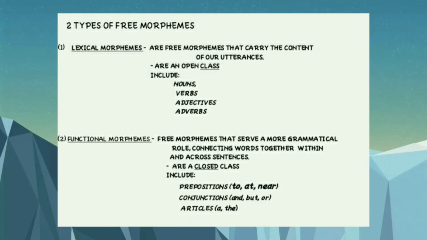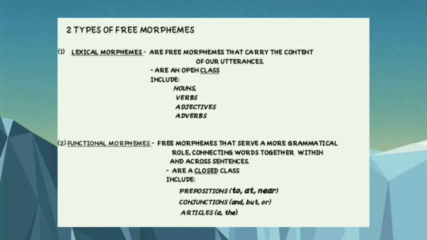In free morphemes, we also have two types. The lexical morphemes, which are morphemes that carry the content of our utterances. It is also considered an open class. Under lexical morphemes are the nouns, verbs, adjectives, and adverbs. Functional morphemes are free morphemes that serve a more grammatical role, connecting words together within and across sentences. It is a closed class. Under functional morphemes are prepositions, conjunctions, and articles.